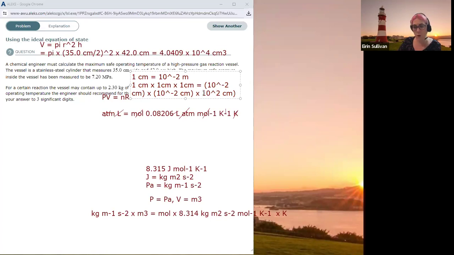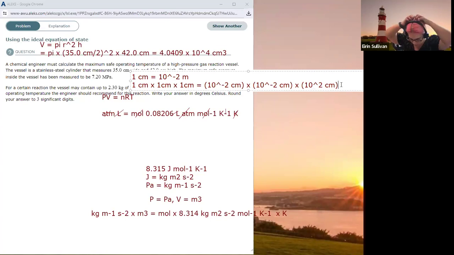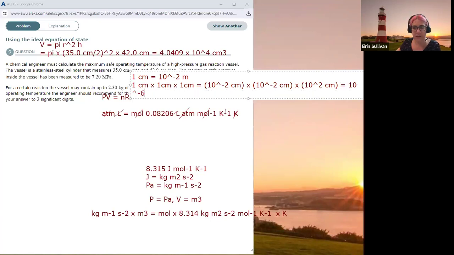So our actual conversion factor is going to be 10 to the power of minus 2 cubed. That is going to be 10 to the power of minus 6. I knew that. 10 to the power of minus 6 meters cubed. So you just got to be super careful with that.